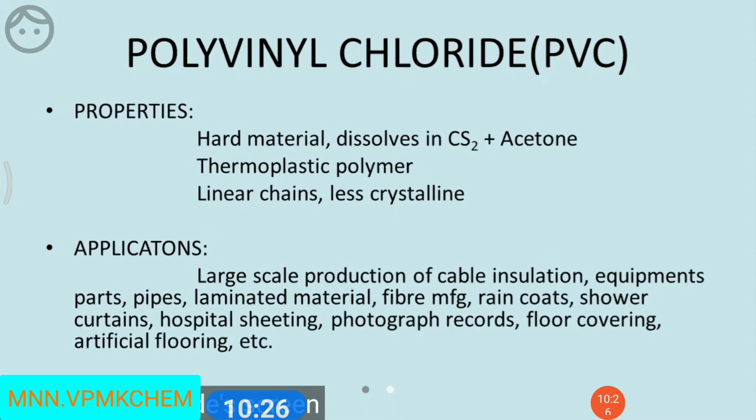PVC has vast applications. It is used for large scale production of cable insulation, equipment parts, pipes, laminated materials for the manufacturing of fibers, raincoats, shower curtains, hospital sheets, photographs, records, floor covering, artificial flooring, etc.